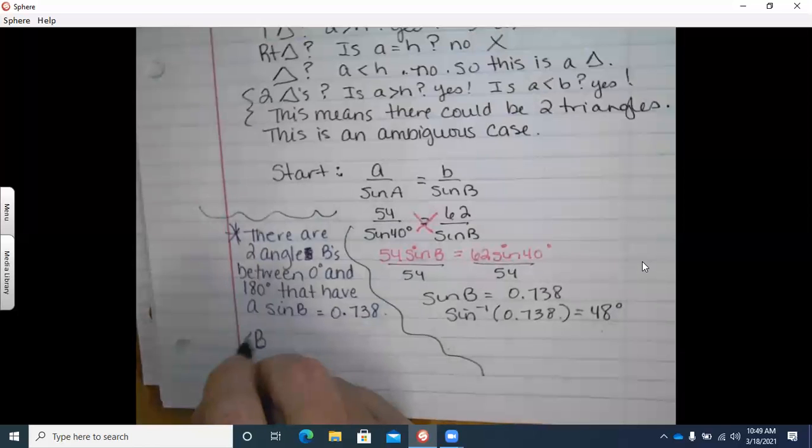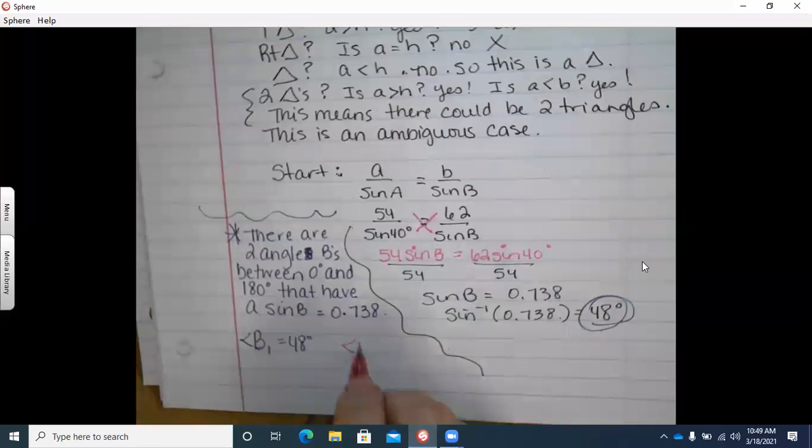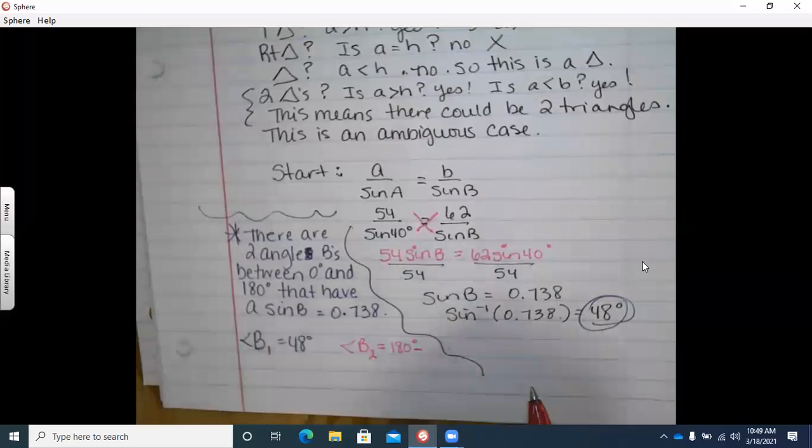One angle B, I'm going to put angle B sub 1, so I'm just talking about one of my angles, is 48 degrees. Could be. That's what I just found on the other side, right? But to find my other angle B, because remember, two separate triangles, we'll call it B sub 2, all you've got to do is take 180 degrees and subtract that 48 degree angle. They'll be supplements. And that will be 132 degrees.